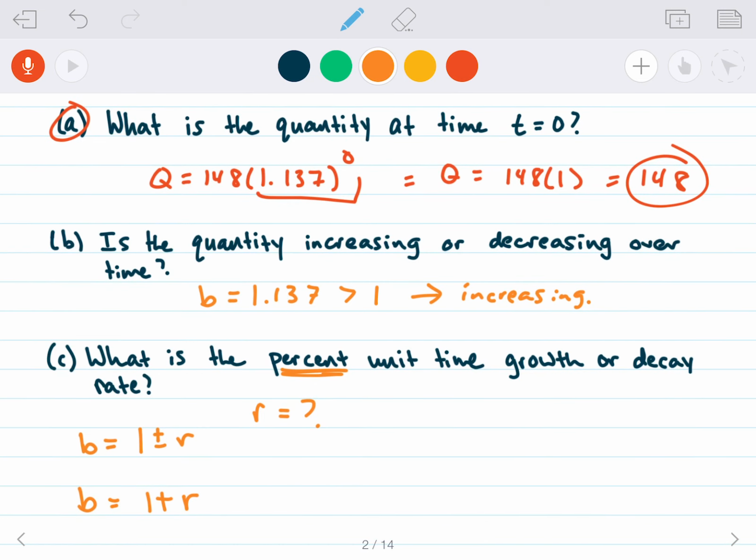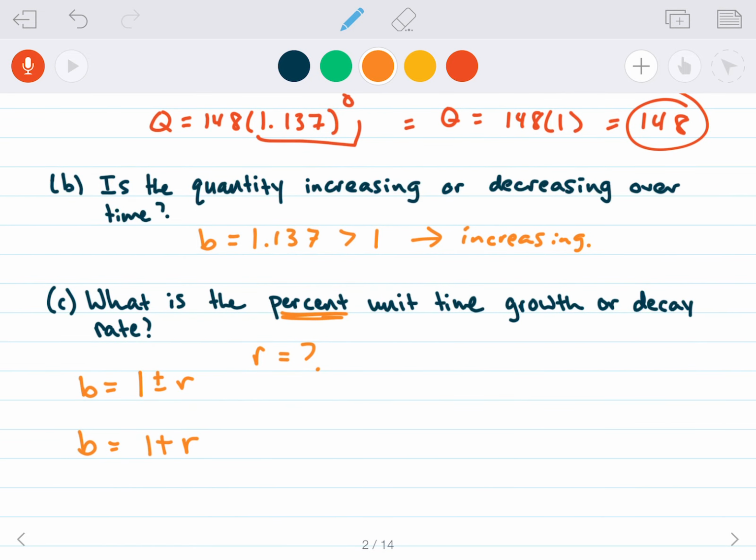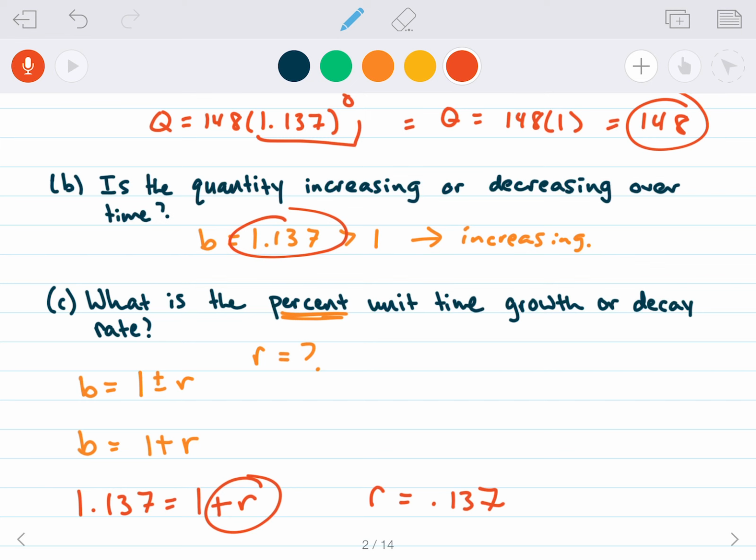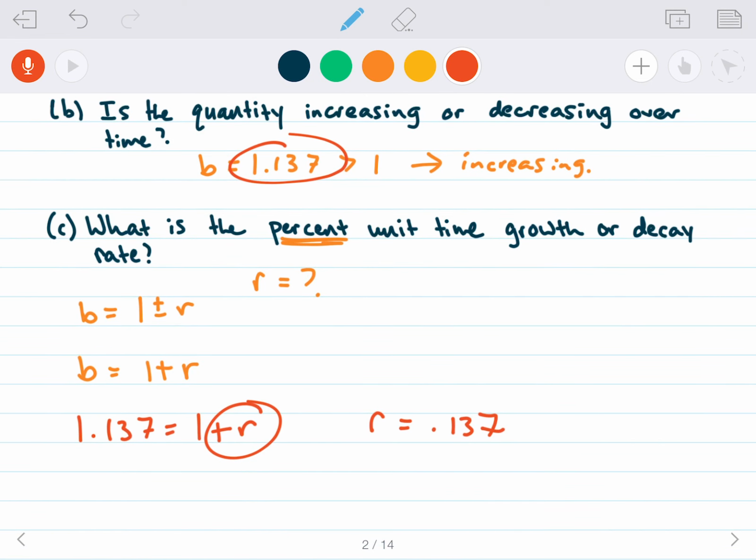And it turns out that B is 1.137. So we have 1.137 is equal to 1 plus some number R. So what does this number have to be to make this equation true? Well, R has to be 0.137. If we want to write it as a percent, we have to move the decimal to the right 2 units. So R is going to be 13.7%. And that's our answer. So that was our little exponential functions review.